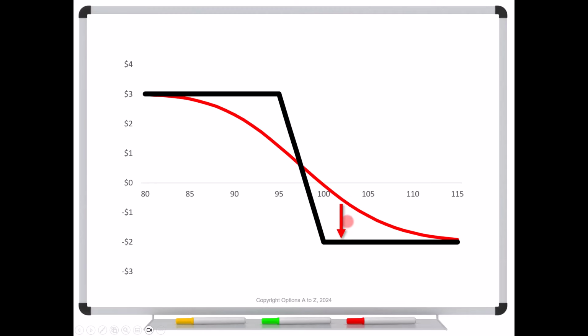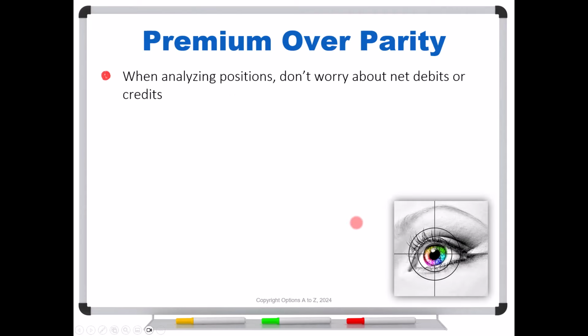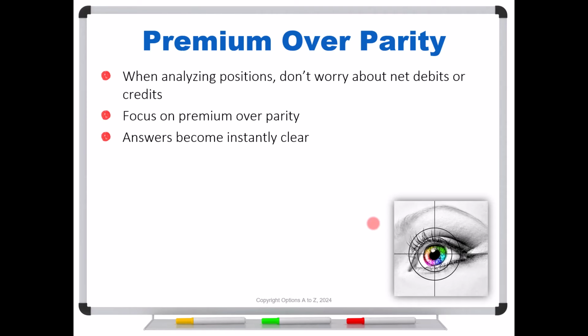But do you see how easy it is to get to the answer without stepping through all of the individual trades? Just look at premium over parity and you can find the answer immediately. So premium over parity. When analyzing positions, don't worry about net debits or credits. Focus on premium over parity and the answers become instantly clear.